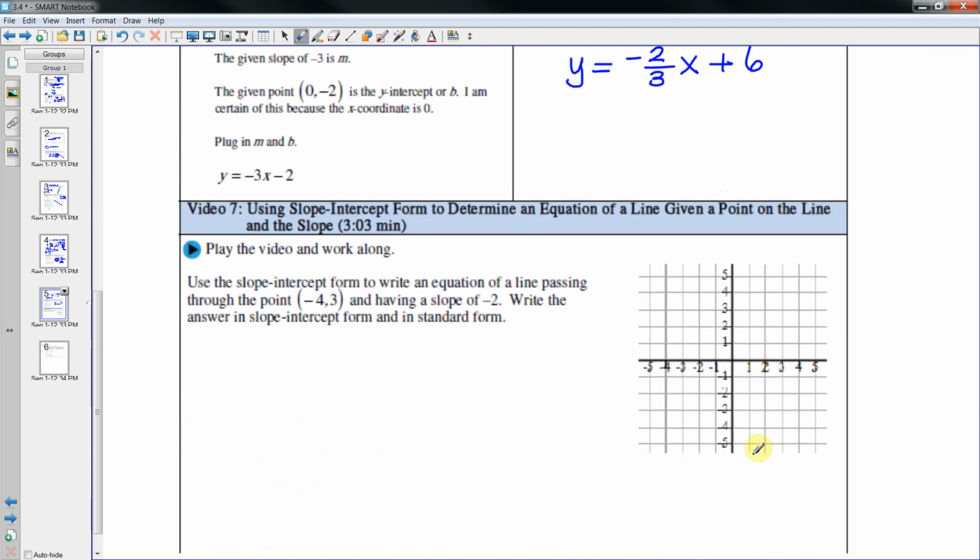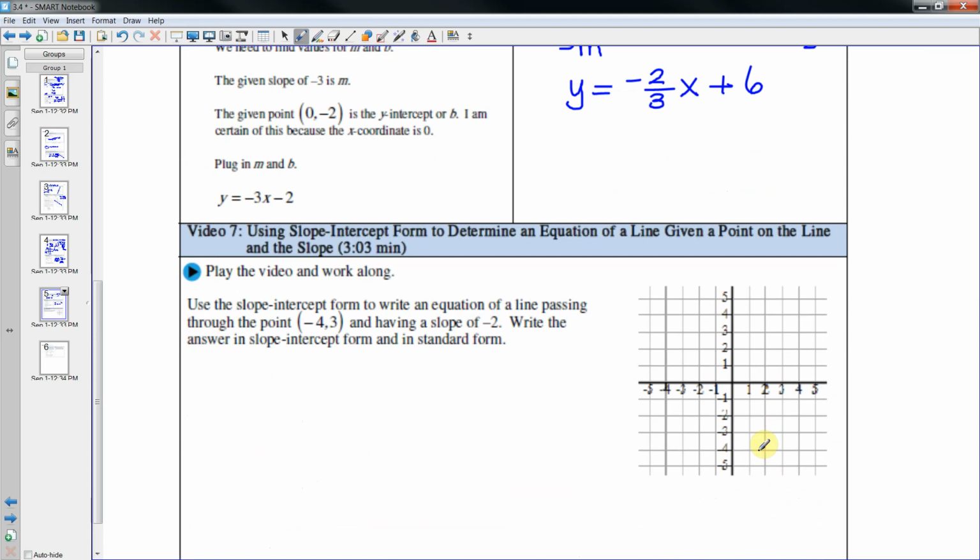Okay, use slope-intercept form to determine an equation of a line given a point on the line and a slope. So we're going to mark a point at negative 4, 3. So negative 1, 2, 3, 4, up 1, 2, 3. And then it's telling me my slope is negative 2. So I'm going to write that as negative 2 over 1, rise over run. So that means I'm not going to go up 2 and over 1. I'm going to go down 2 over 1.